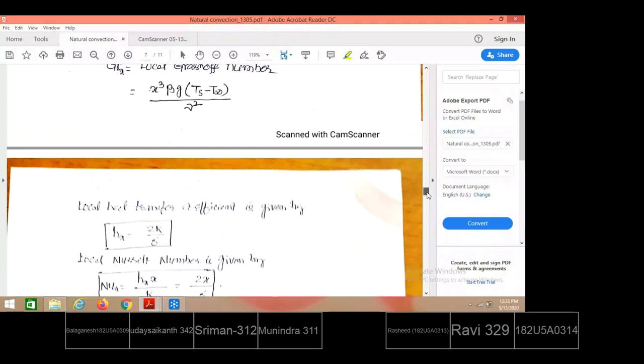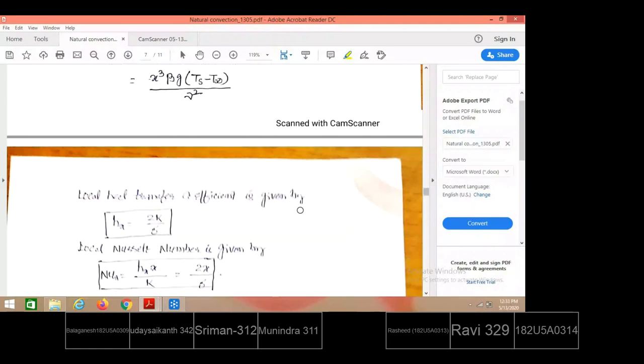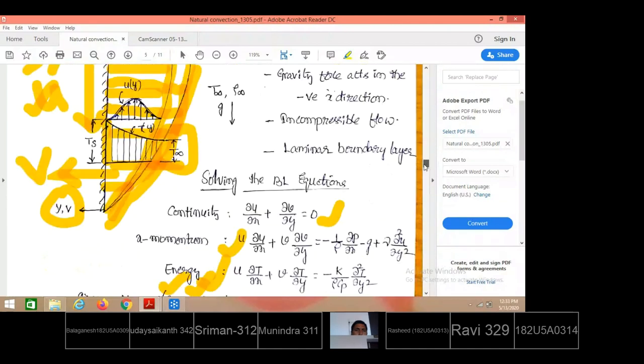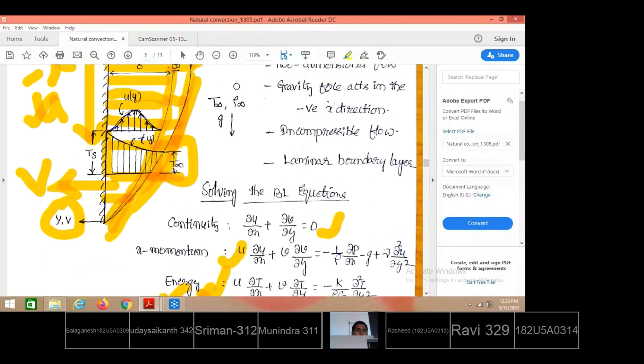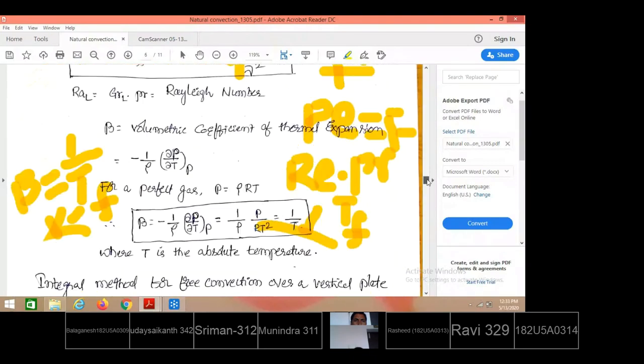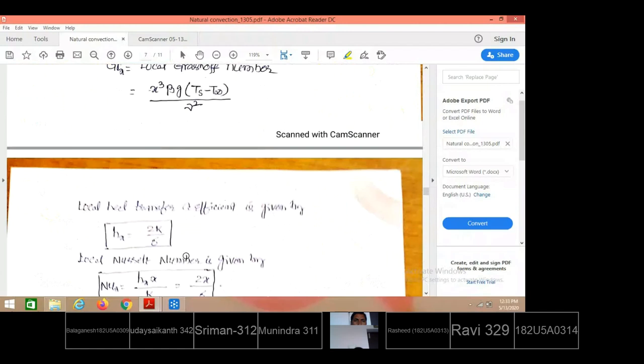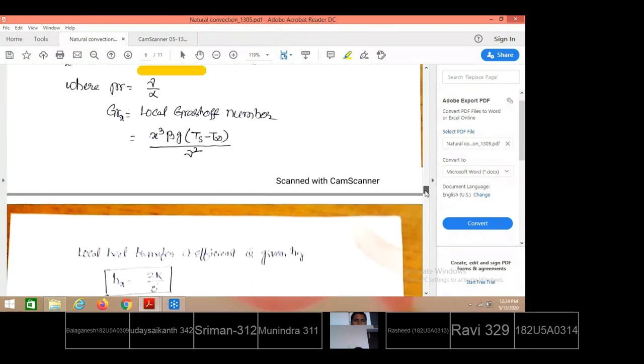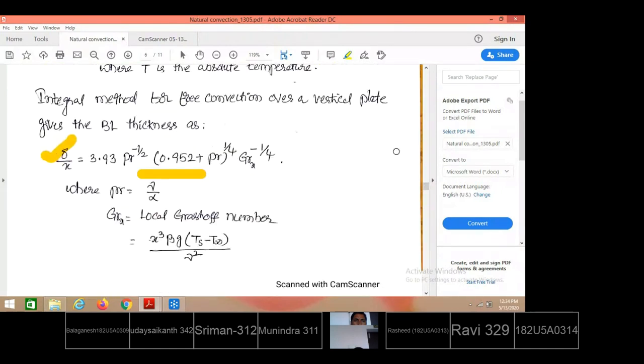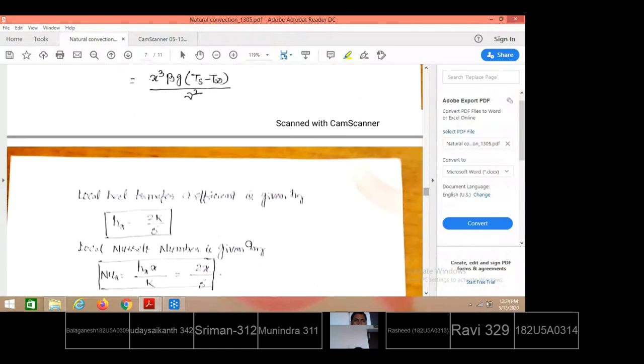After getting the Grashof number, how do you calculate the local heat transfer coefficient? Local heat transfer coefficient means at any particular position of the vertical height, maybe here or at this level or at this level, at any height of the vertical plate. So the local heat transfer coefficient is estimated using this relation: hx equals 2 times thermal conductivity divided by delta, which we have just now calculated. This delta value we will substitute to get the local heat transfer coefficient.